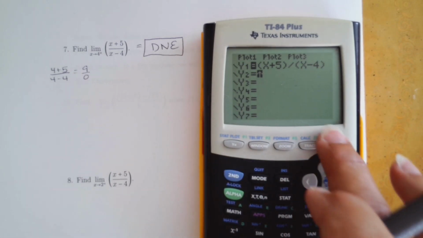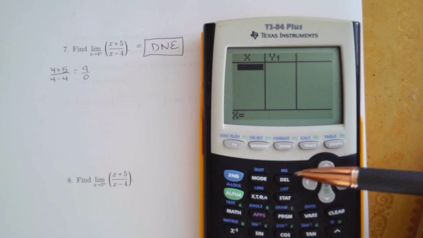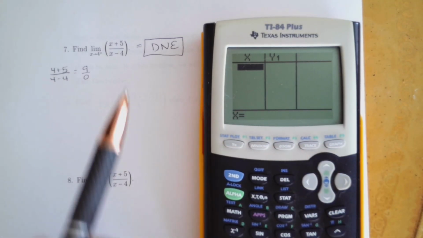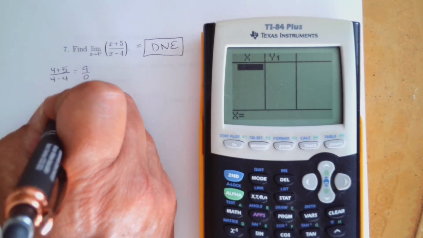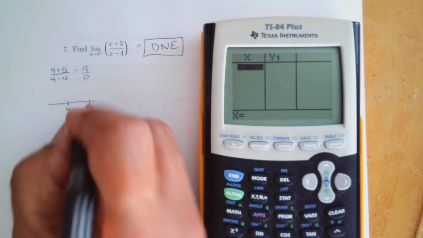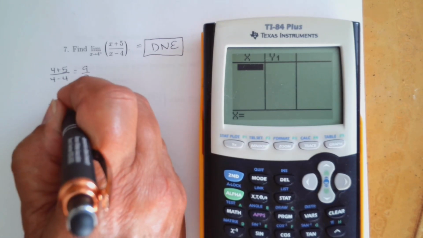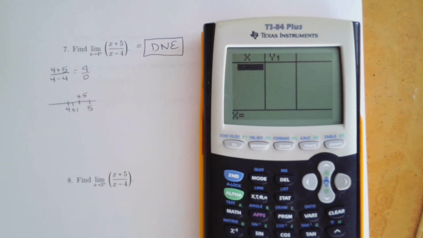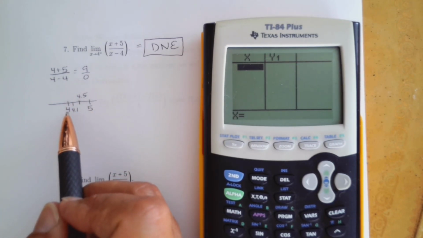Okay, go to your table. Remember, if you have any values here left over from last time, hit delete, delete, delete until you get rid of them all. All right, and we're approaching 4 from the right. So think about your numbers you want. So here's 4, here's 5, because we're going from the right. So we can use 5, then we can use 4.5, then we can do 4.1, right? 4.01, and so forth. We want to get closer and closer to 4 from the right-hand side.